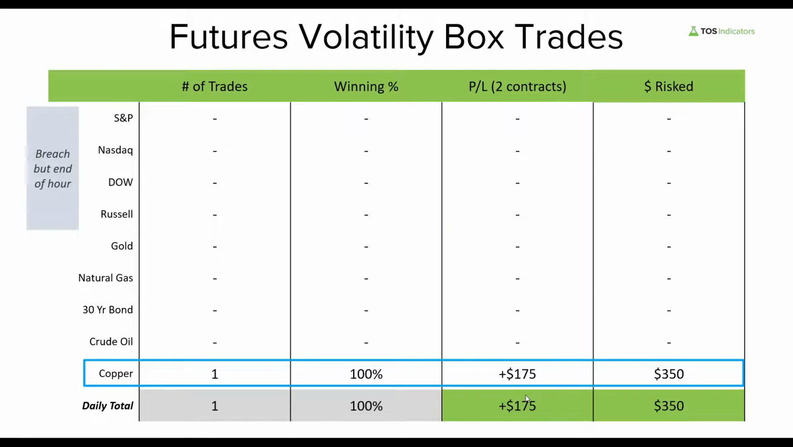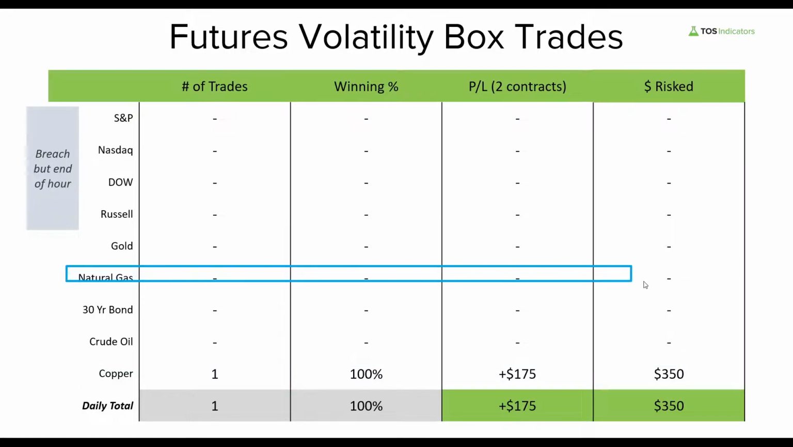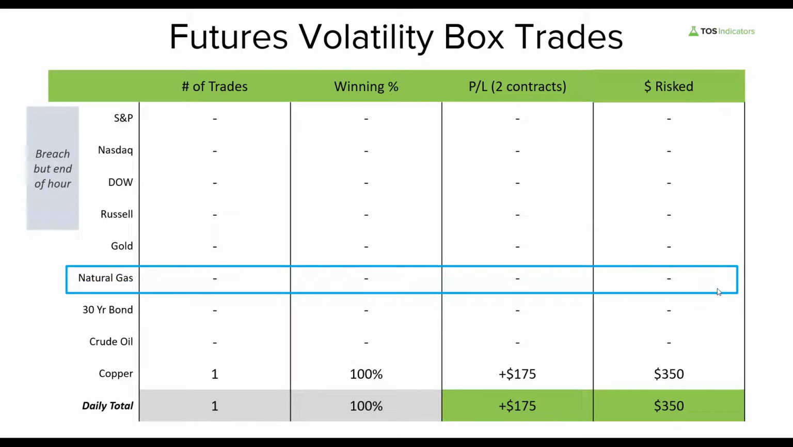Now there were several other places where you had breaches that led you to some really nice trades, such as the one in natural gas. This wasn't a valid trade per the volatility box rules since you had already hit the first target before you had an opportunity to re-enter. But even that second bounce acted as support, giving you a really nice opportunity to get long. So we'll talk about that trade as well.